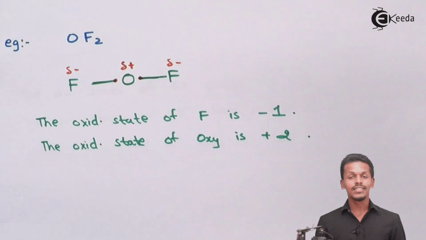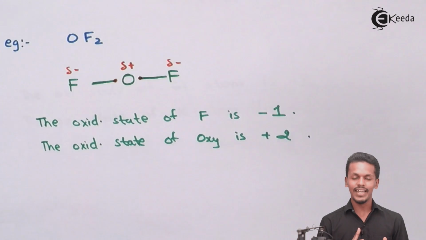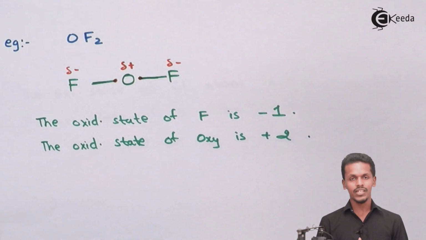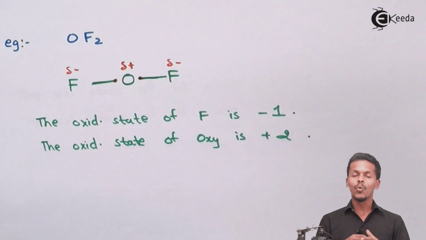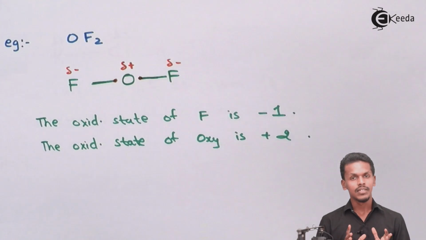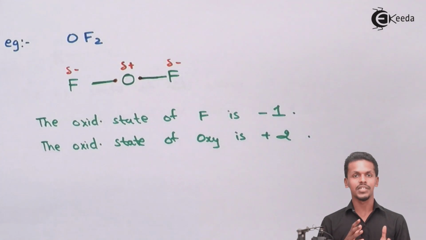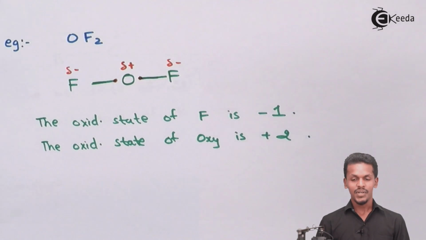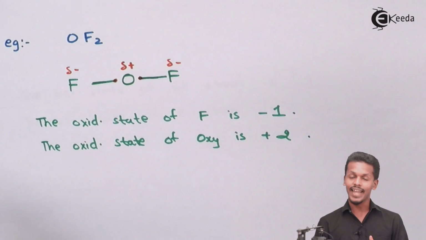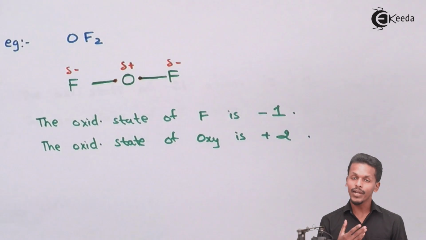So this oxygen is now +2, while each fluorine atom present in this molecule is -1. Basically this makes the molecule electrically neutral, because the oxidation numbers cancel out each other. But when we are talking about the individual oxidation state, it depends on the electronegativity of the other atom also.